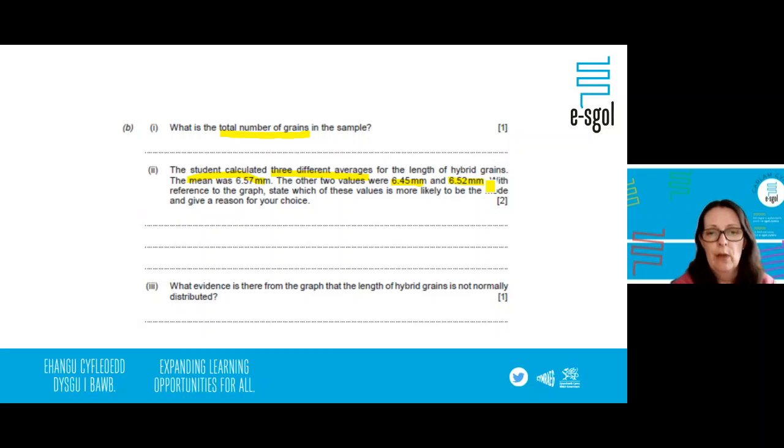And then the third part here, what evidence is there from the graph that the length of hybrid grains is not normally distributed? So pause the film now. We'll just have a little think for a couple of minutes about what these responses might be.